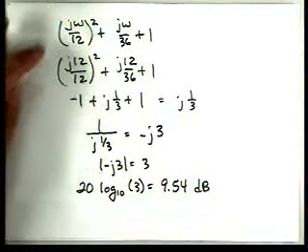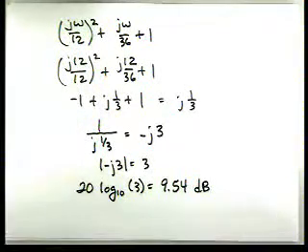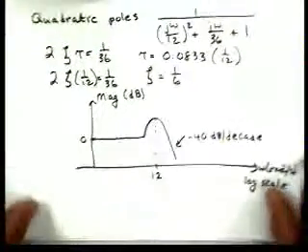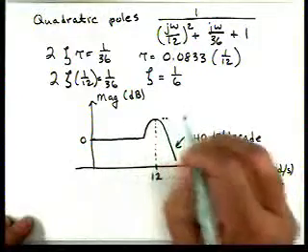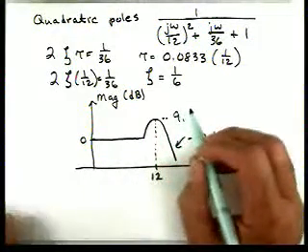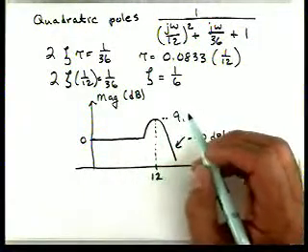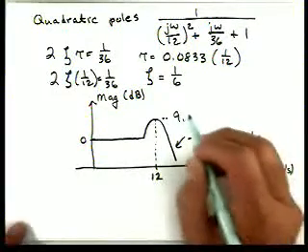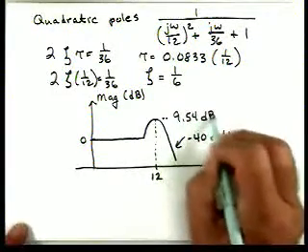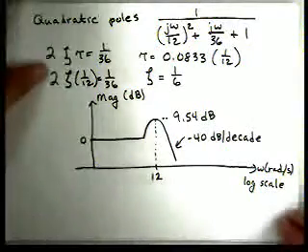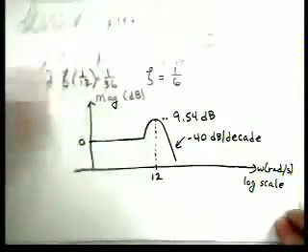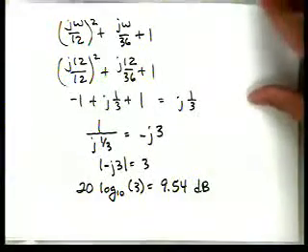Notice what we did is we went in and said, at omega equal 12, what's the magnitude? So this peak value here is 9.54 dB. Now let's go in and sketch the characteristics.